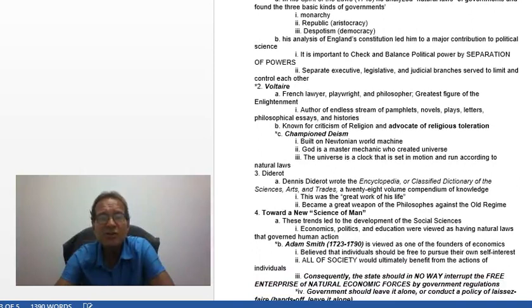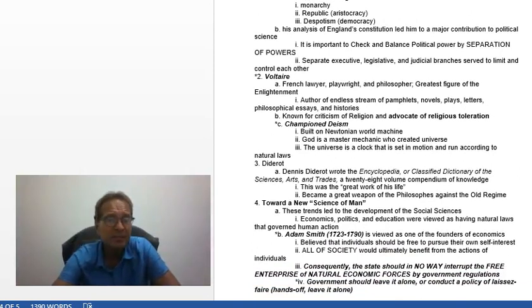Voltaire championed deism. He's a big advocate of religious toleration. That's built on the Newtonian world machine. Again, God is a master mechanic. The universe is a clock that is set in motion and runs according to natural laws. Diderot, be familiar with him. He invented one of the first encyclopedias, a 28-volume compendium of what they viewed as all the knowledge up to that point, and that was the great work of his life.